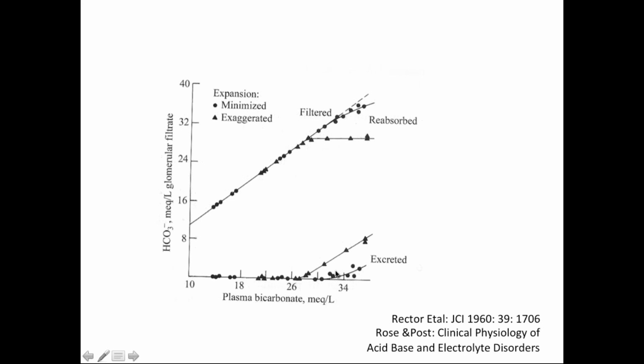And the same in the reverse is true for excretion, with the triangle showing that there is excretion when there is expansion of the volume with the increase in bicarb, while if you are volume depleted, then the bicarb excretion is minimized.